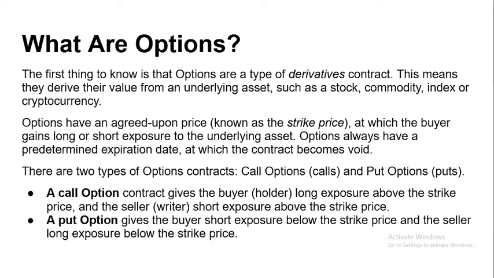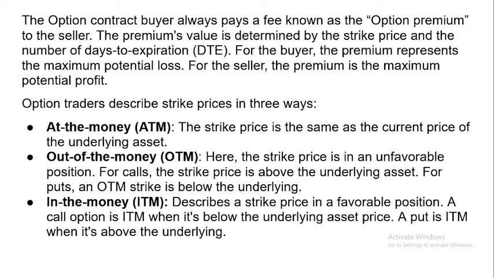There are 2 types of options contracts: call options, also known as calls, and put options, also known as puts. A call option contract gives the buyer or holder long exposure above the strike price, and the seller or writer short exposure above the strike price. A put option gives the buyer short exposure below the strike price, and the seller long exposure below the strike price. The option contract buyer always pays a fee known as the option premium to the seller.